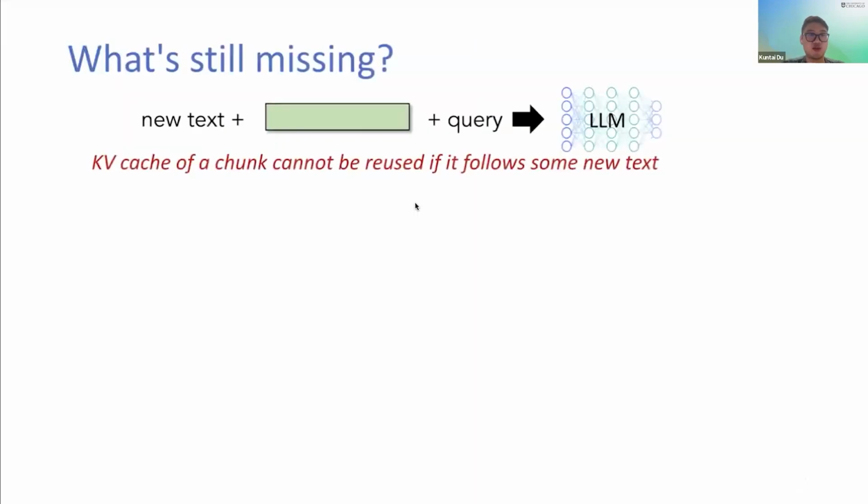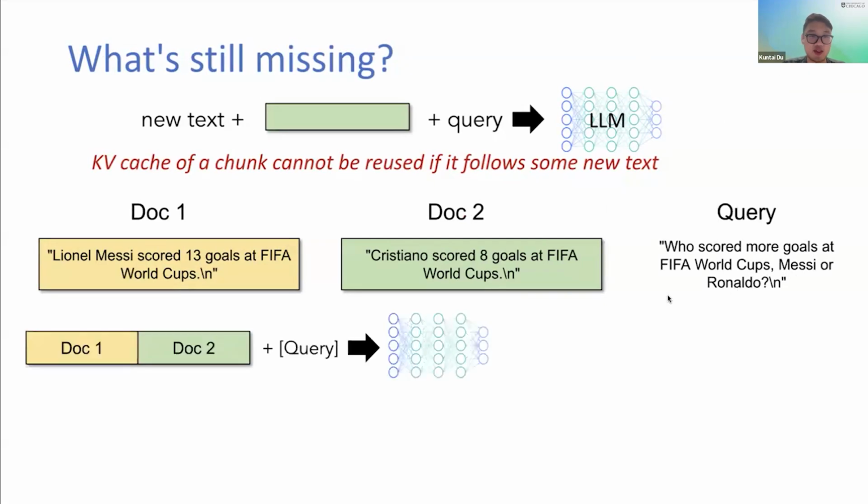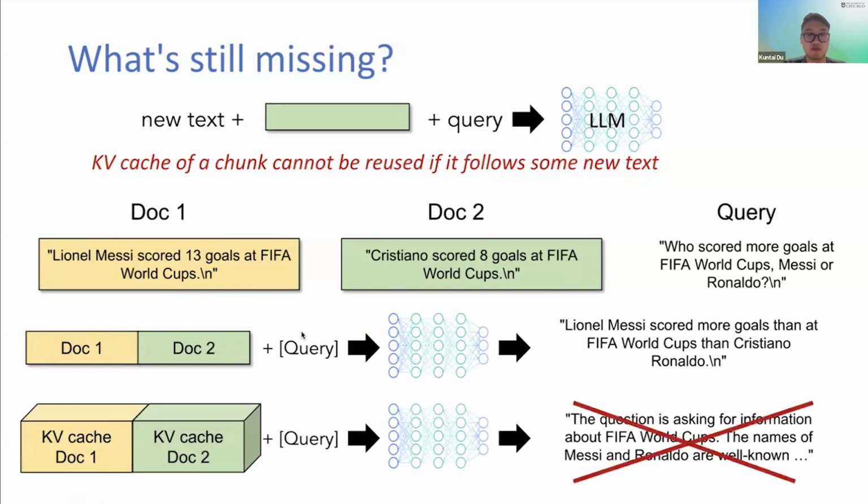The reason for introducing this technique is that the KV cache of a chunk cannot be reused if it follows after some new text. That's why vLLM has prefix caching instead of caching any data. For example, if document 1 is a short FIFA news item and document 2 is a more up-to-date FIFA news item, and we ask who scored the most goals at FIFA World Cups, Messi or Ronaldo: if we concatenate the texts together, we'll get the right answer, but if we concatenate the KV caches together, we'll get a wrong answer.